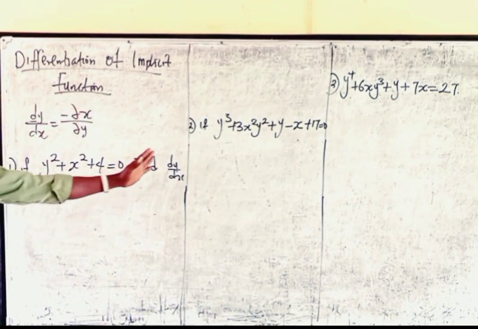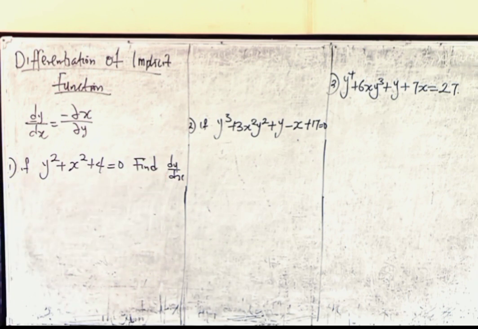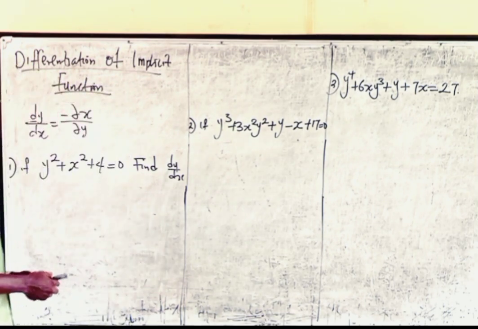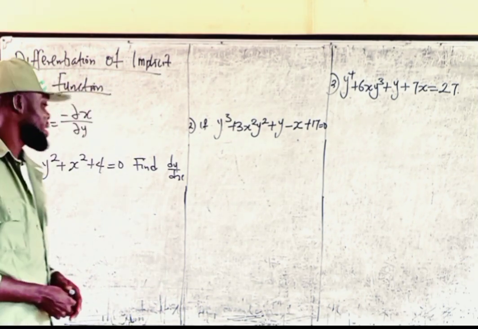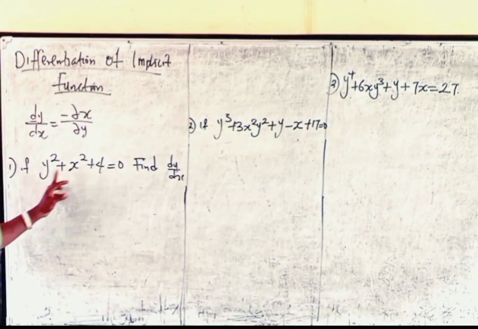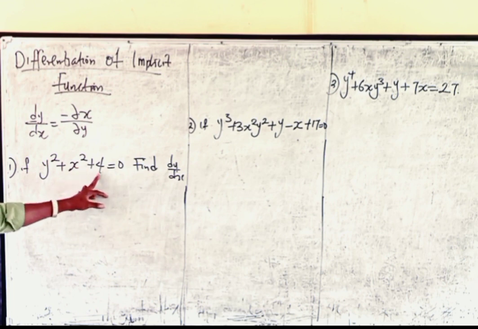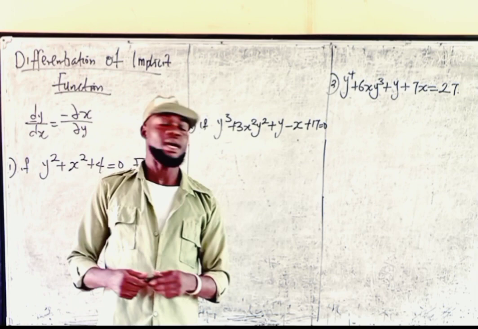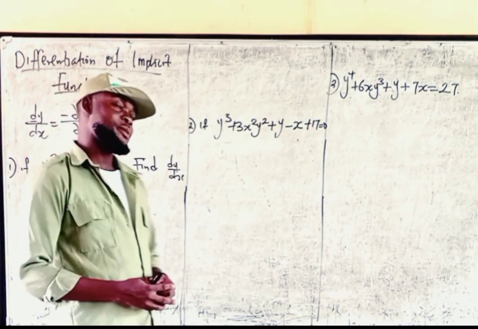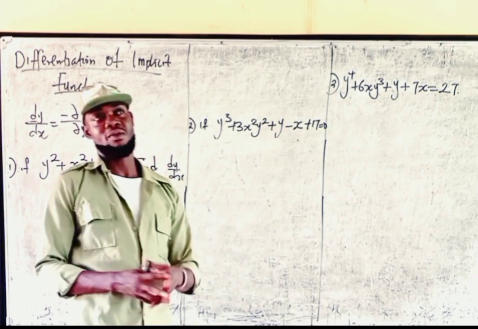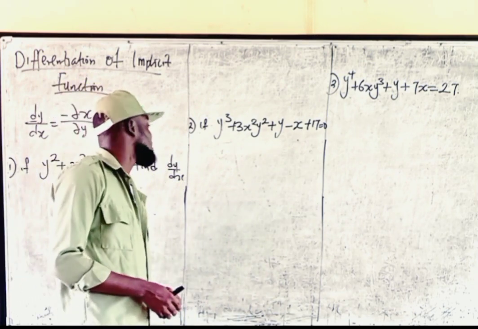We are asking for dy over dx, in which y squared plus x squared plus 4 is equal to 0. That's the question. So what do you do here? The first thing is to differentiate each term there with respect to x. We're going to differentiate y squared with respect to x, differentiate x squared with respect to x, differentiate 4 with respect to x, differentiate 0 with respect to x. Then after that, we'll have dy over dx inside our derivative. Then we'll make dy over dx the subject of the formula. That will be the final answer.